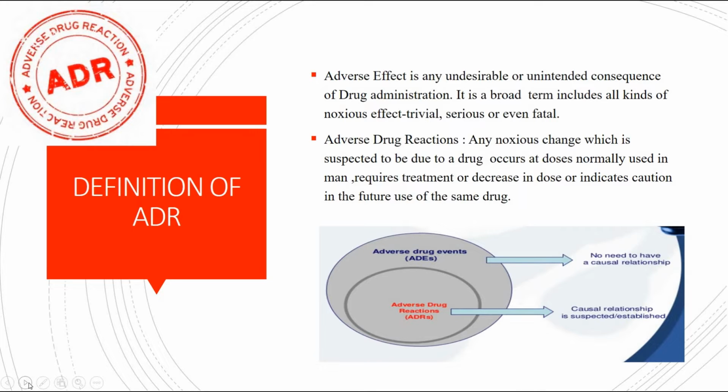Below, on the right hand side, there is a diagram showing the adverse drug event and adverse drug reaction. Here you can see that a causal relationship is established or can be suspected, and in an adverse drug event there is no need to have a causal relationship. This means that when an adverse drug reaction happens, it occurs involuntarily, but the event is not necessarily causal. We know that an event may occur due to previous or subsequent events.